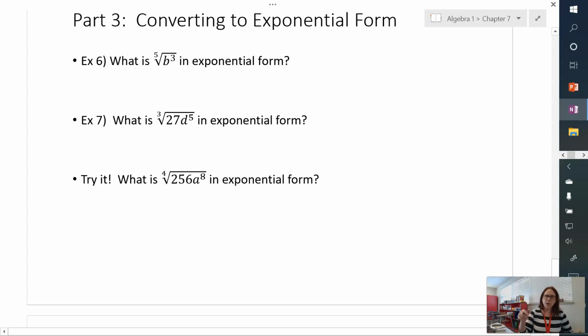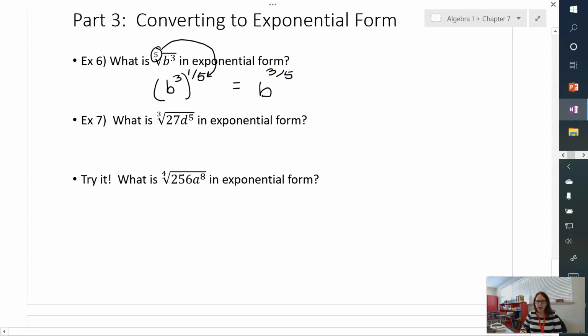So I've got b cubed, and it's under a 5th root. So when I go into exponential form, I'm going to keep my b cubed, but my 5th root becomes a power of 1/5, 1 over 5. That index goes in the denominator of your exponent. And then when I multiply my exponents together, because I'm raising a power to a power, I get b to the 3/5. And we're done.